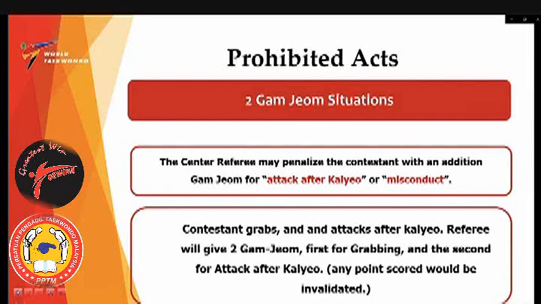So in this case, the first gamjan would be for grabbing, and the second gamjan would be given for attack after kallyo. Any points scored after either one of those gamjans would be invalidated. So one more time, the only time a second gamjan can be given is when there is an attack after kallyo or misconduct.